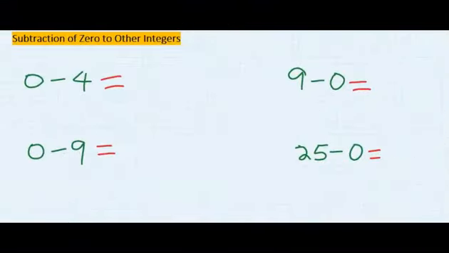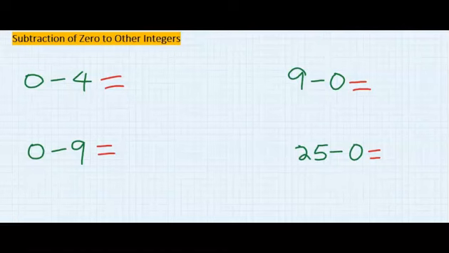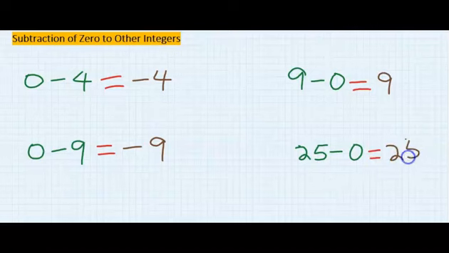Subtraction of 0 to other integers. 0 minus 4 returns minus 4. 0 minus 9 returns minus 9. However, 9 minus 0 returns 9. 25 minus 0 returns 25.